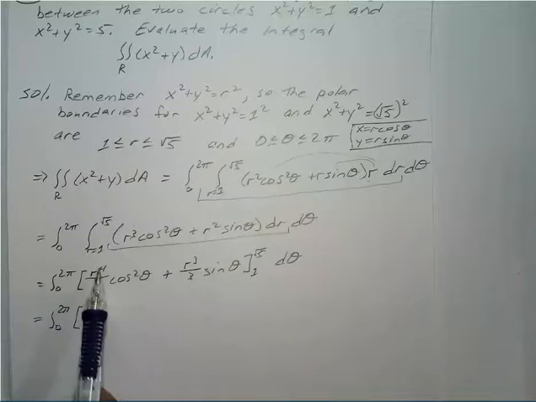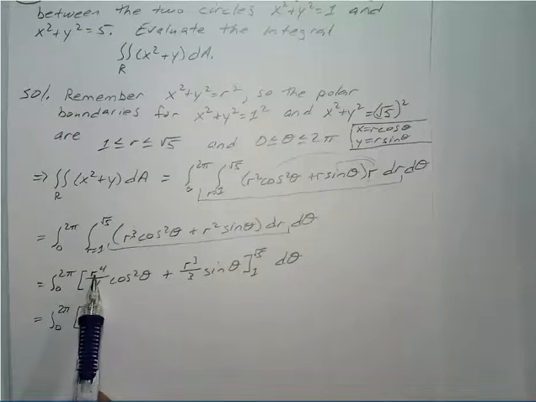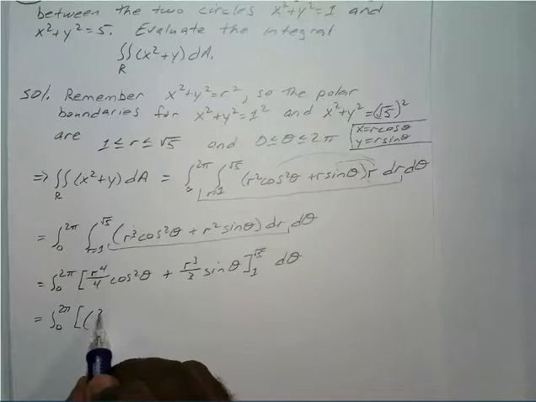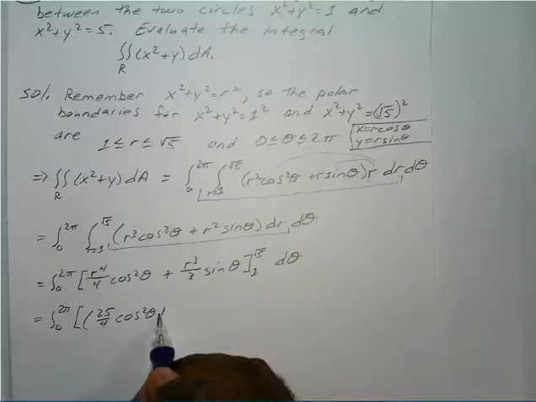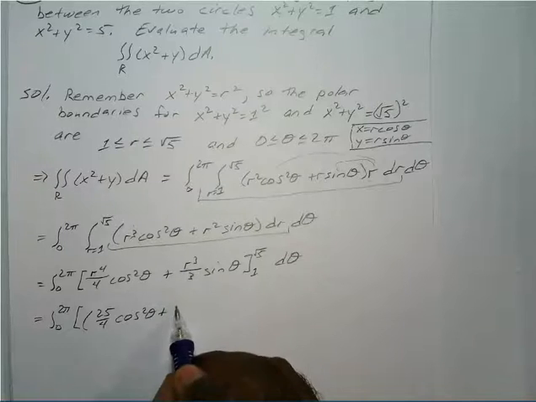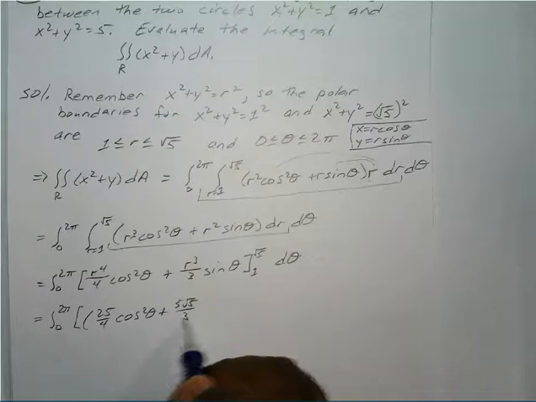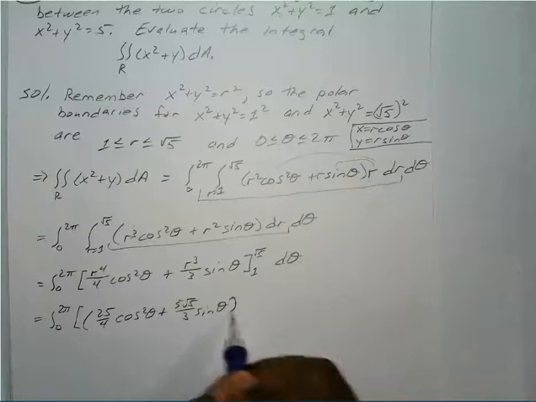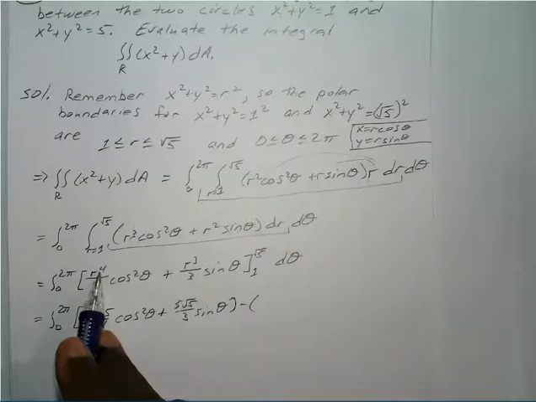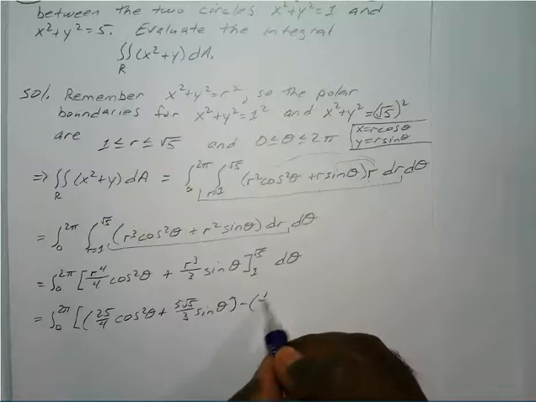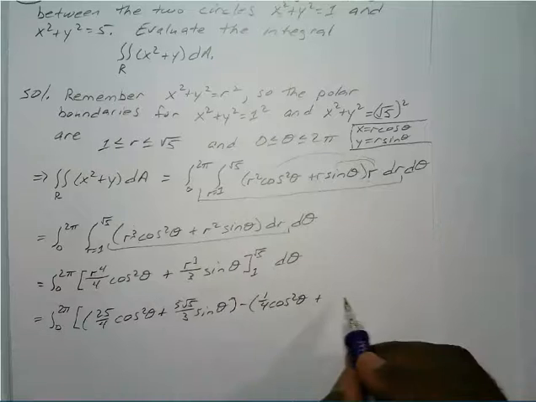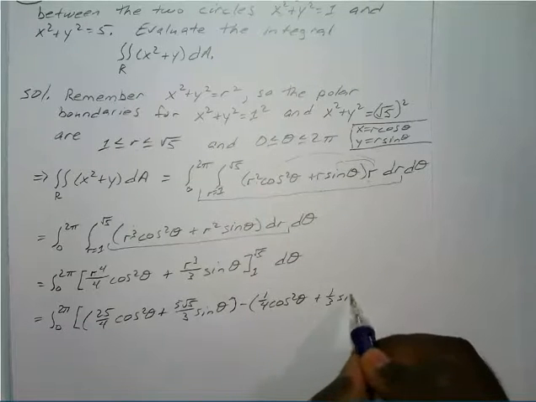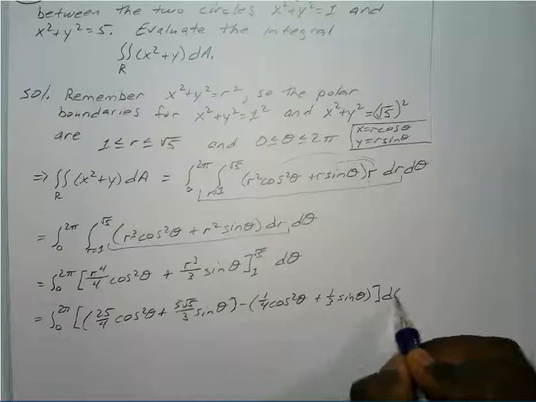We plug in our square root of 5. Square root of 5 times square root of 5 is 5. So if we go square root of 5 to the fourth power, that's 5 times 5, which is 25. So we have 25 over 4 cosine squared theta plus 5 square root of 5 over 3 sine of theta, minus, we plug in our 1, so we have 1/4 cosine squared theta plus 1/3 sine theta. And that's with respect to theta.